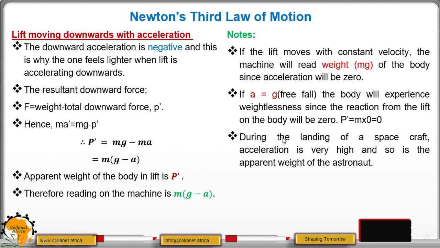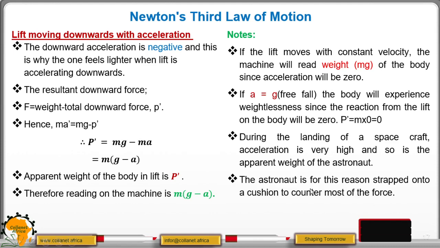Then during the landing of a spacecraft, acceleration is very high, and also the apparent weight of the astronaut. And for this reason, we find that the astronaut is strapped onto a cushion, and this cushion will prolong the time of impact, and therefore most of the force is countered. In other words, that force is reduced.